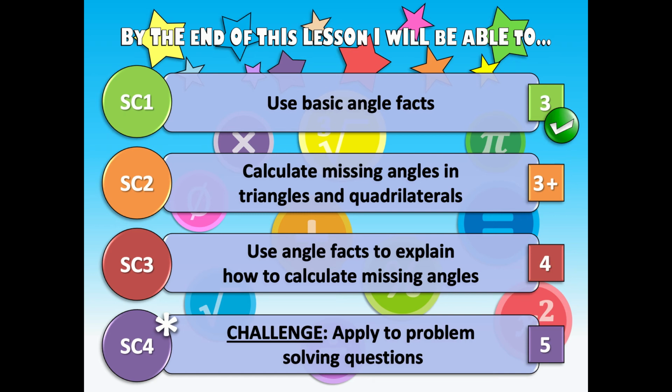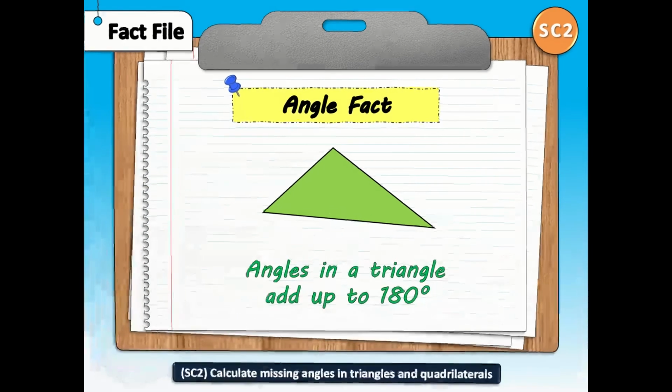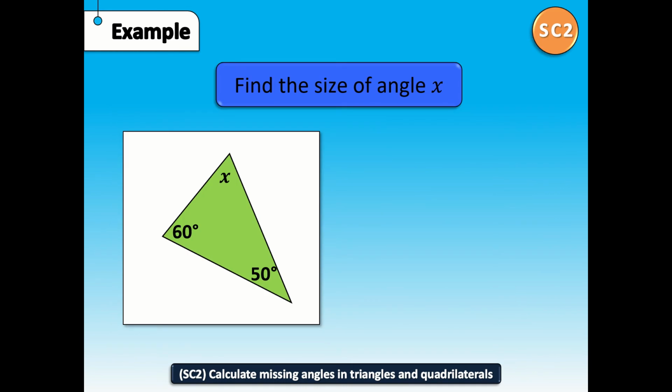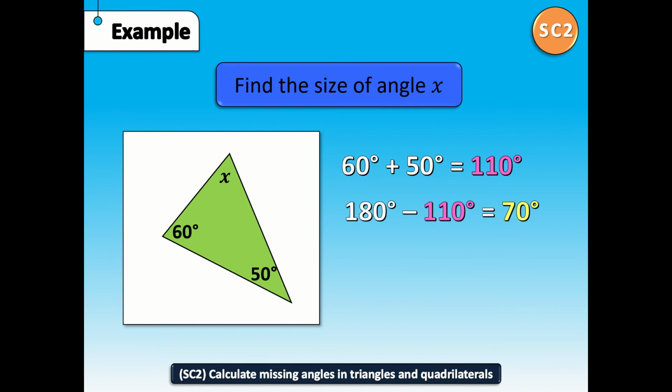So now we'll move on to 2, and this is to calculate missing angles in triangles and quadrilaterals. So angles in a triangle will always add up to 180 degrees. Now they've got to be inside the triangle, so there's 3 angles inside a triangle. So if we want to find angle x, we can add together 60 and 50 and take that away from 180. So the missing angle x is 70 degrees.